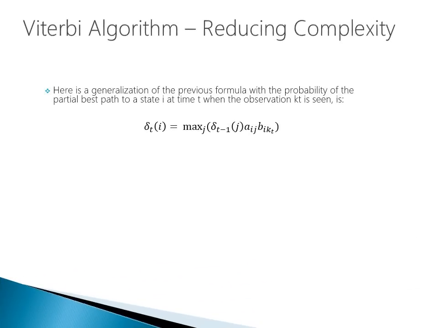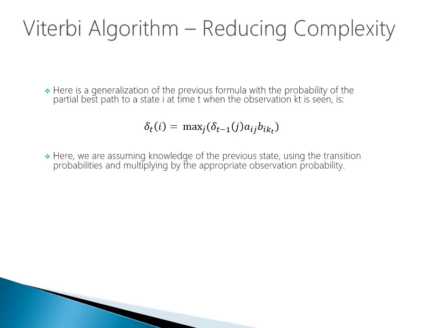Here's a generalization of the previous formula, giving the probability of the partial best path to a state i at time t when the observation k_t is seen. Here we are assuming knowledge of the previous state using the transition probabilities and multiplying by the appropriate observation probability. We then select the maximum probability.